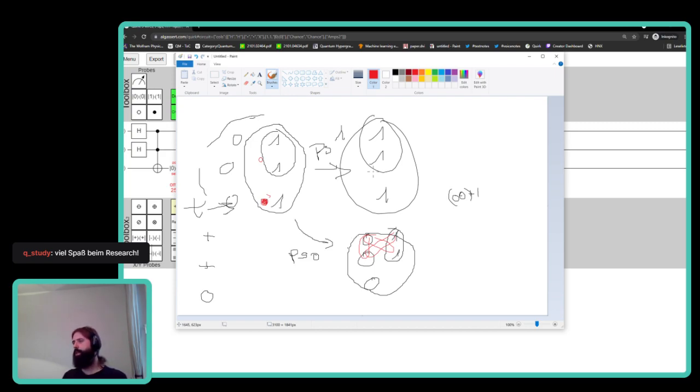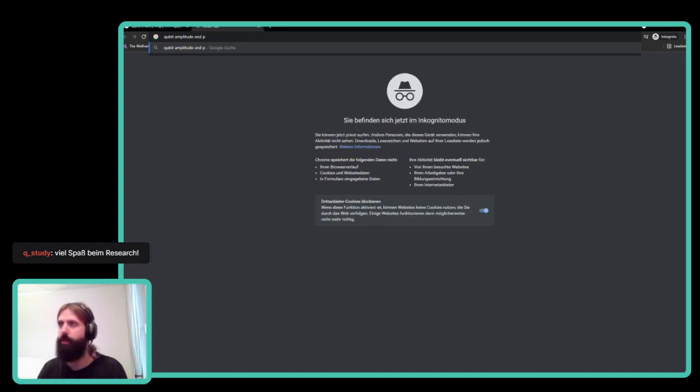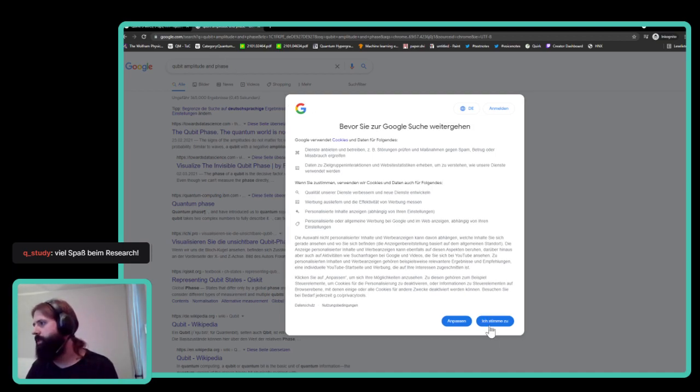And I think I should keep track of two things. I should keep track of the amplitude and the relative phase instead of just having the complex number. I think that's going to make it easier. Because I think those are the correct terms, right? Qubit amplitude and phase. I think these are the two things that you can either combine, or you can keep track of them separately.